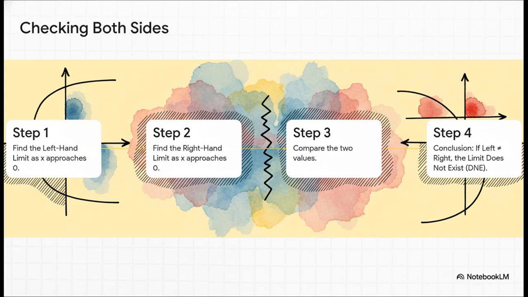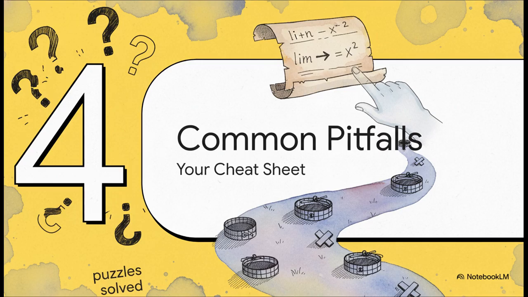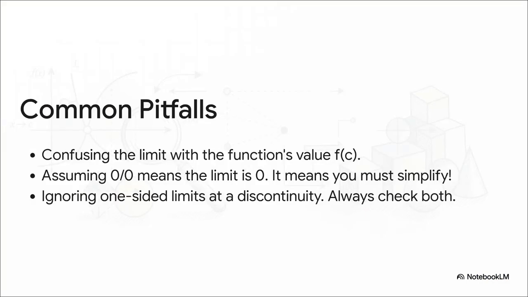So now that we've worked through those puzzles, let's do a super quick recap of the common mistakes that trip people up. Just think of this as your cheat sheet for success. First off, always remember, the limit is about the journey, the approach, not the final destination. A function can have a hole at a certain point, but the limit can still exist there. Second big one, if you get 0 over 0, do not stop and write 0. It's a signal to do more algebra, usually factoring and canceling.